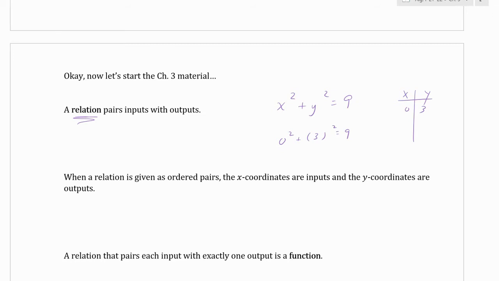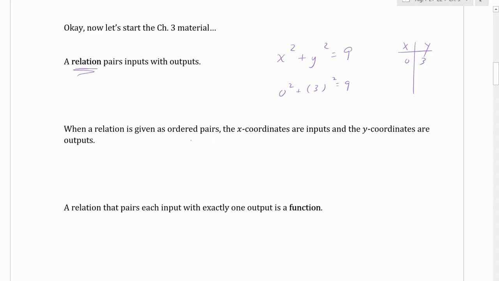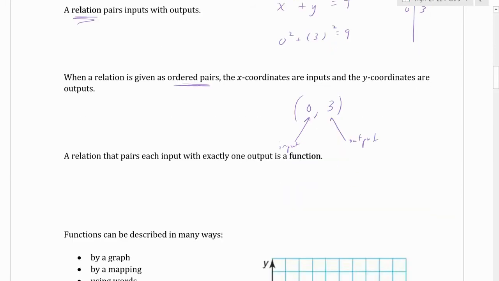And it doesn't have to just be numbers. Like, the relation might be name a state and then name its population. Those have something to do with each other. When you name a relation as an ordered pair, you put the inputs as your x's, outputs as y's. So inputs, output. You plug a number in, you get a number out. A relation that pairs each input with exactly one output, that's called a function.